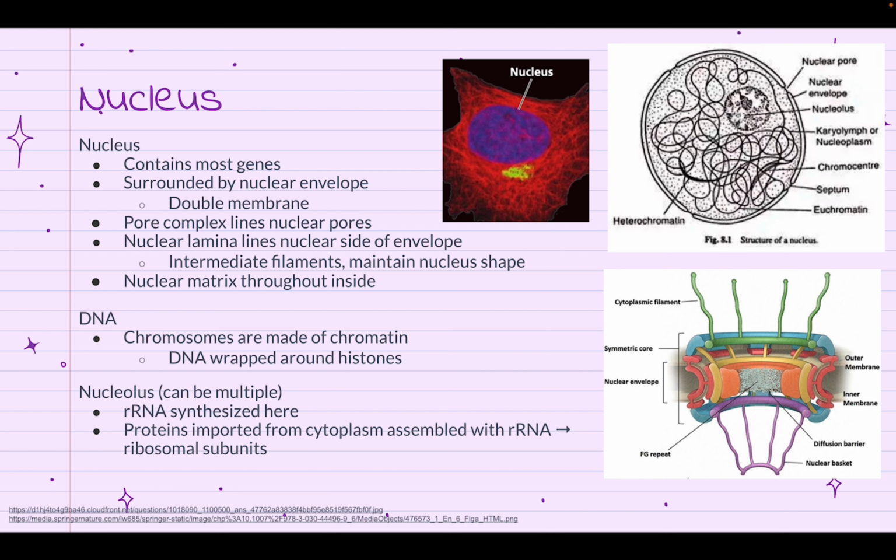And then you've also got a nucleolus or nucleoli, depending on the cell. So rRNA is made here. rRNA is a very big component of ribosomes. Proteins are imported from the cytoplasm, and they're assembled with rRNA to make ribosomal subunits, which then leave the nucleus through the nuclear pores, and they make it to the cytoplasm where they become ribosomes. So yeah.